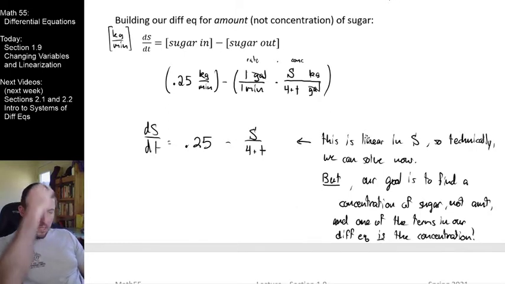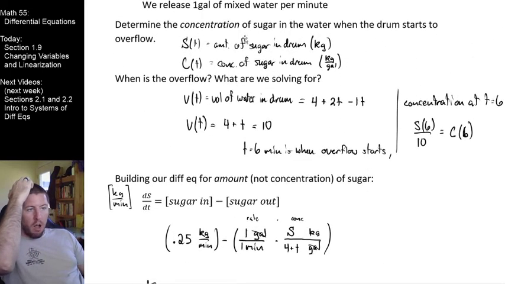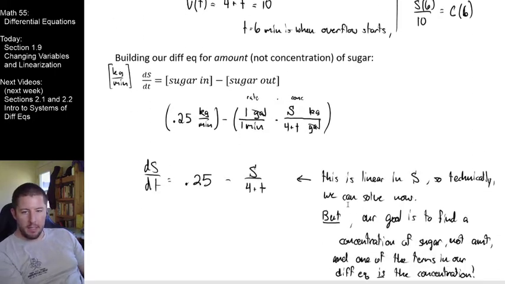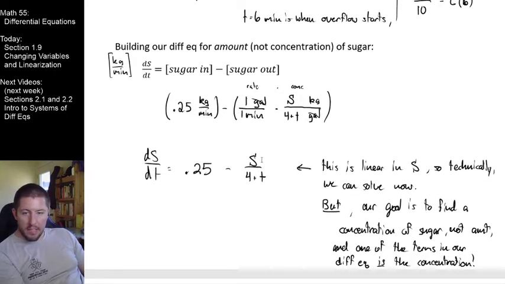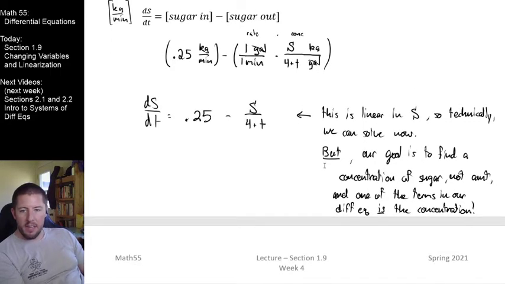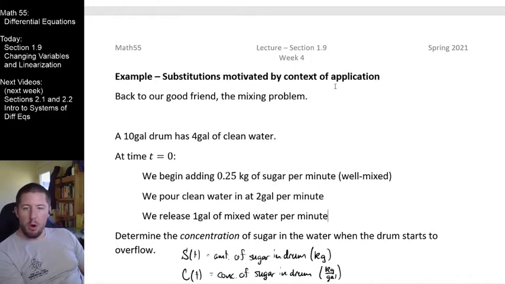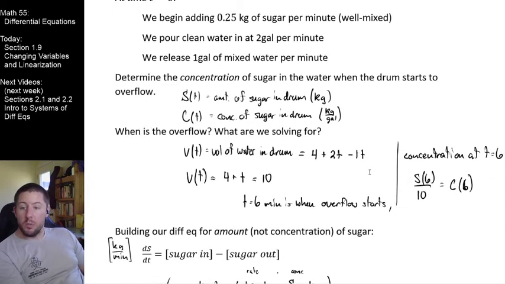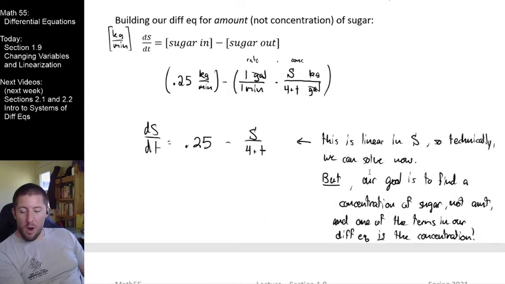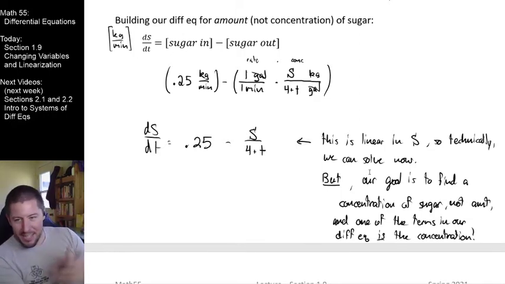So the thing that I'm noticing here is that our goal is to solve for the concentration at time 6. One of the terms, all of this S over 4 plus T, that is literally the concentration of sugar in the tank. So this sort of motivates for me, again, the whole purpose of this: substitutions motivated by context of application. Since we're trying to solve for concentration, but we've built a differential equation in terms of amount, and one of the quantities in our amount differential equation is the concentration of sugar in the tank, maybe we should just make a change of variable for concentration to proceed with this problem.